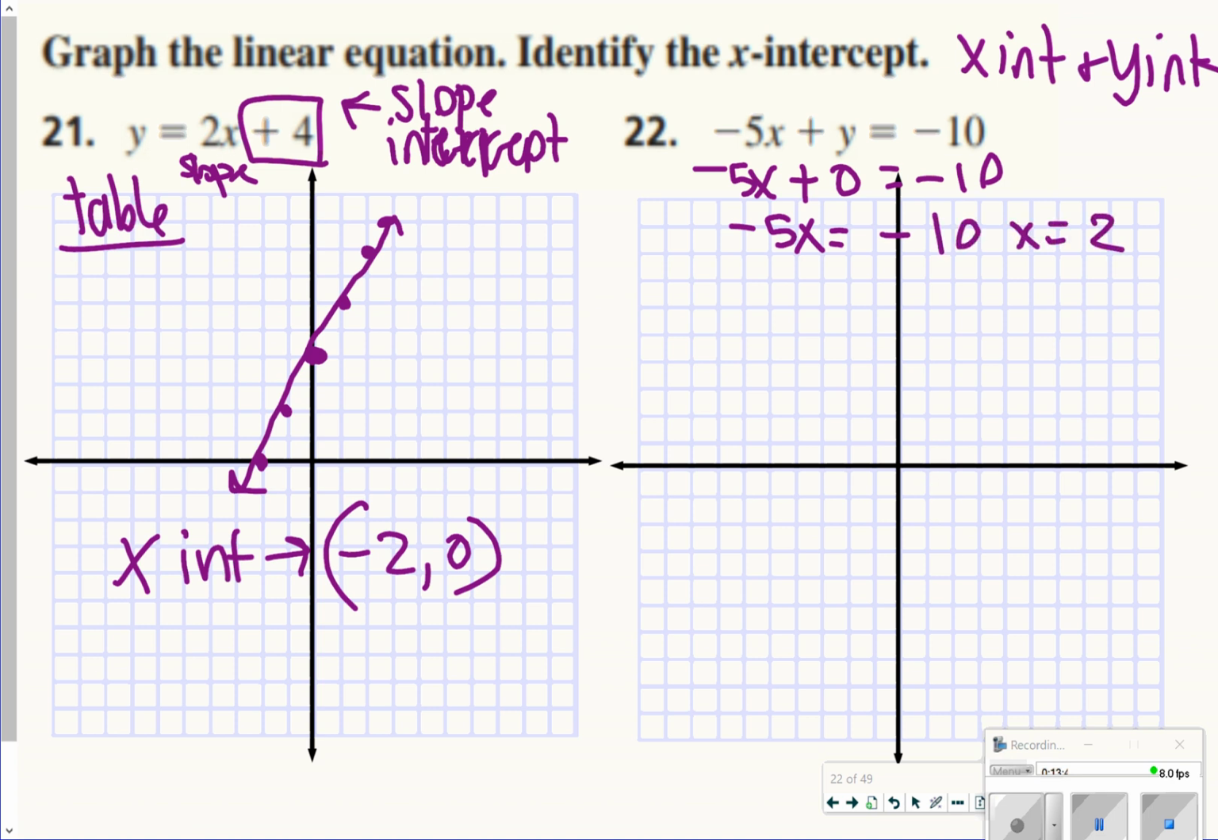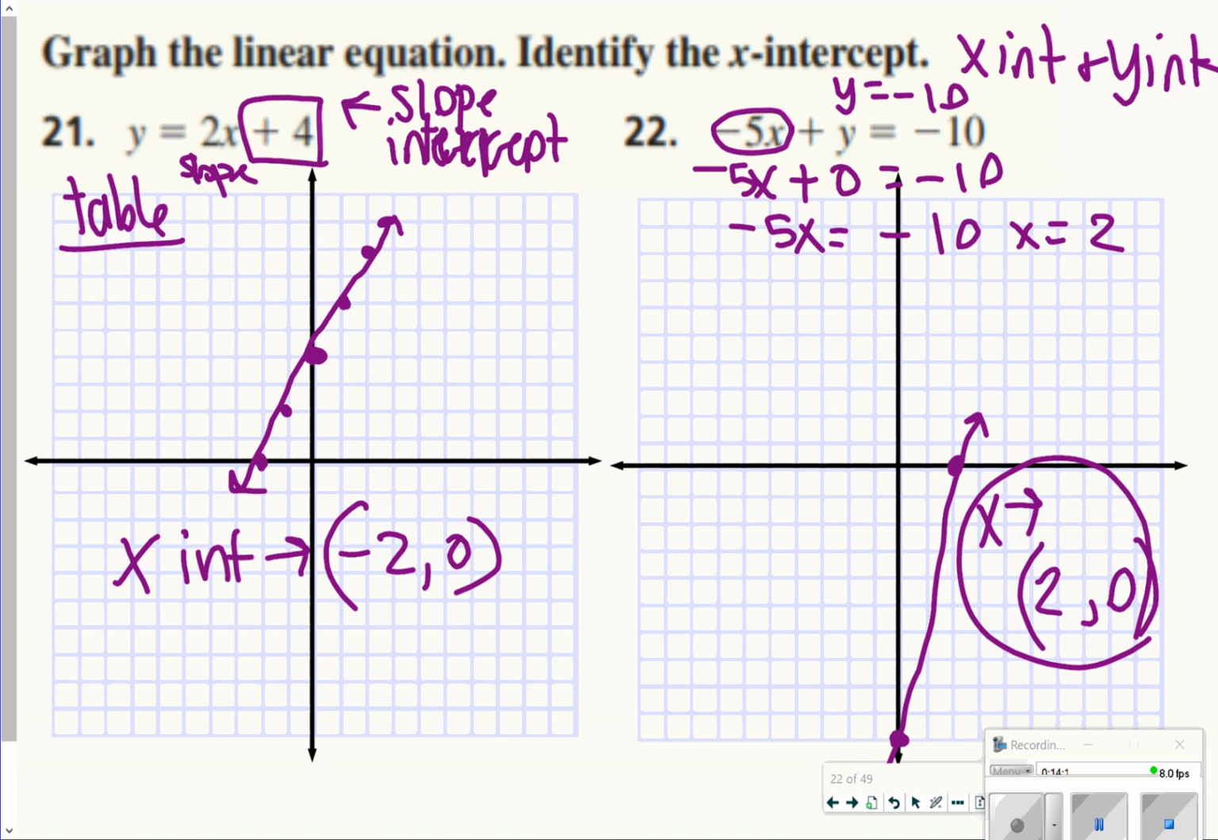So there's my x-intercept. And then my y-intercept, I'm going to do the same thing. When I plug in a 0 for the x, that basically goes away, so y is equal to -10. So that's all the way down here on the y-axis. And then I plot my points. It's a really steep incline, and my x-intercept is at 2, 0 for this one.